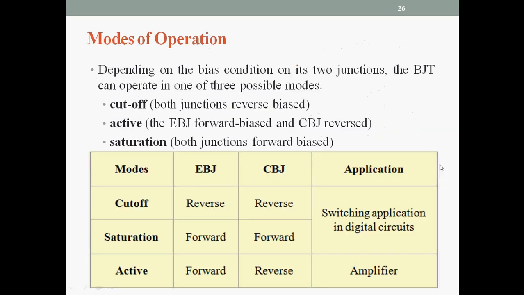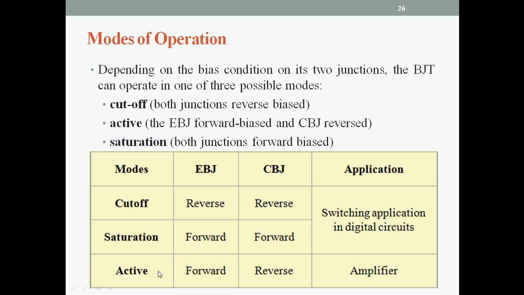Now these are the three modes of operation. Depending on the bias condition on its two junctions, the BJT can operate in three possible modes. Cutoff: both junctions are reverse biased. Active: emitter base junction forward biased and collector base junction reverse biased. Saturation mode: both junctions are forward biased. As we have seen, for cutoff both junctions are reverse biased, and in saturation both junctions are forward biased. In these conditions, the transistor can be applied as a switch for digital applications, or as a switching element for digital circuits.